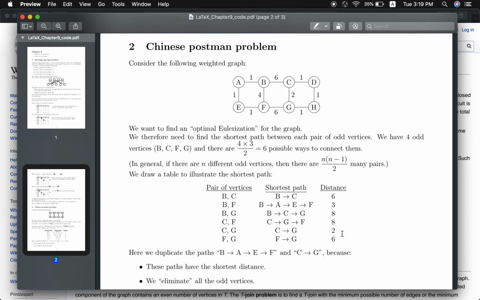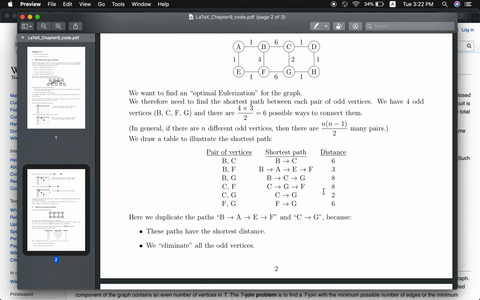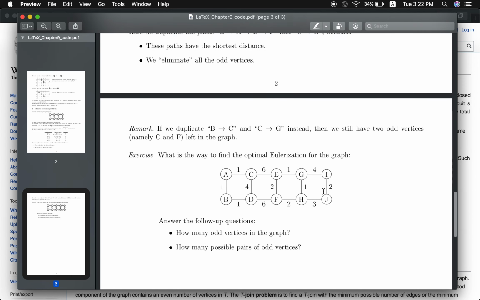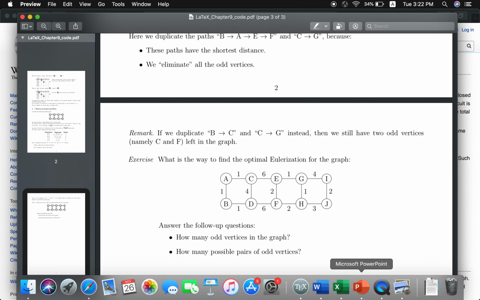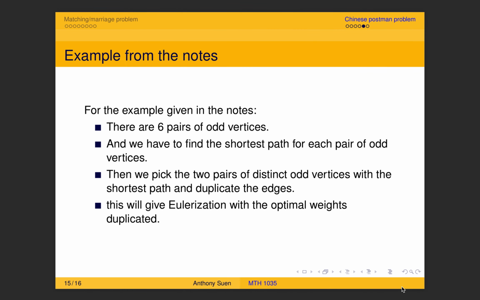In here you have 6 pairs of odd vertices, and then for each pair you find the shortest path between the corresponding odd vertices. Then you write down the distance, you keep it, and then you finally pick the 2 with the shortest distance, or smallest weight. Then you deprecate those corresponding edges, and the graph will become even. It will become a graph with only even vertices. This is what you need.